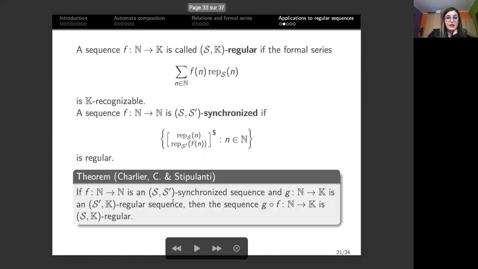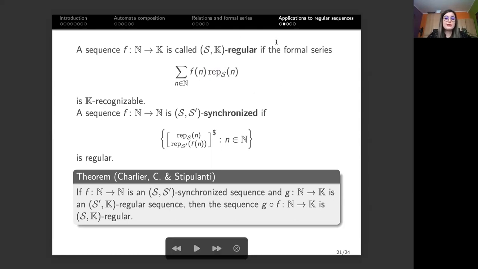Okay. So knowing the notion of abstract numeration system, we can talk about regular sequences over this type of numeration system. A sequence is S K regular if the formal series is K recognizable. The formal series is defined over the words that are in the language L, and we associate to these words the coefficient f of n if the word I'm considering has value n.